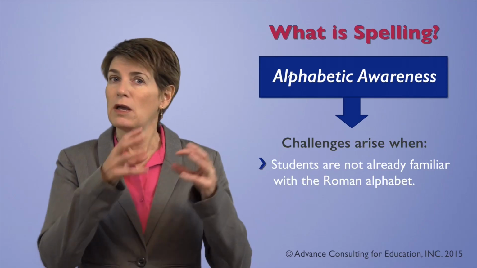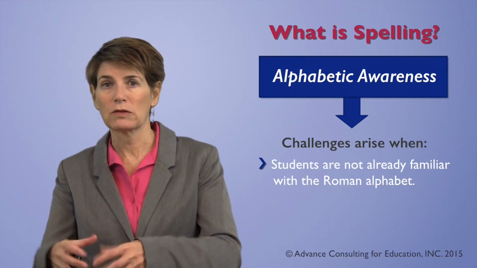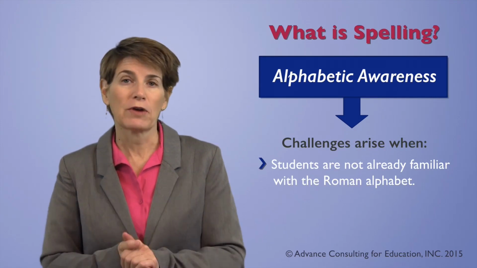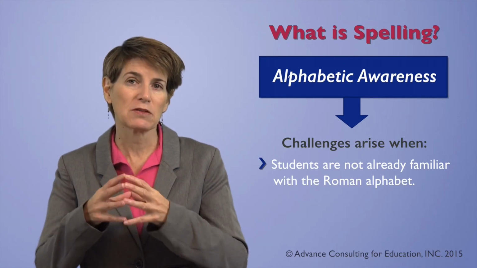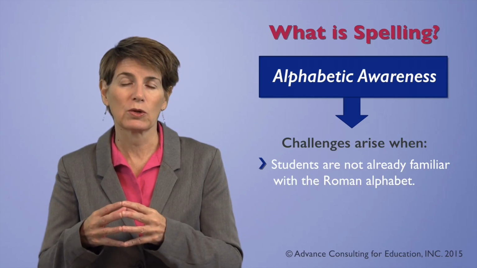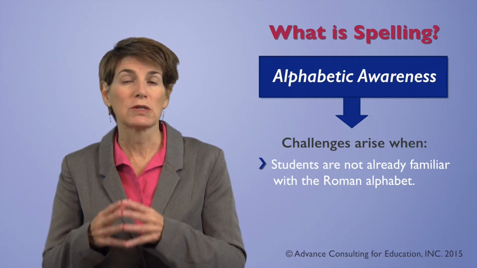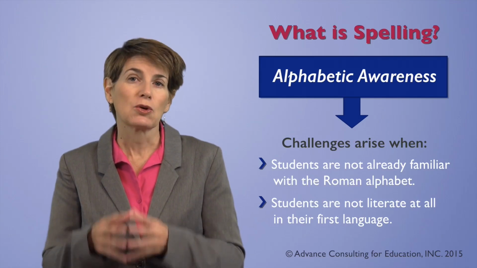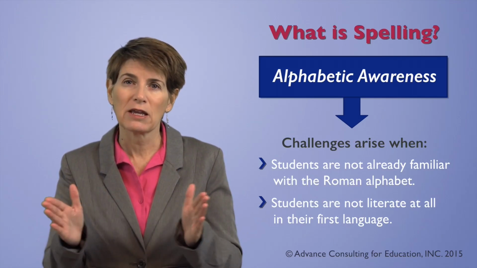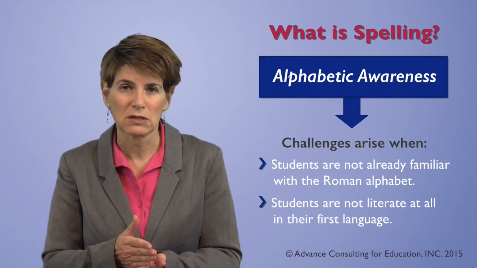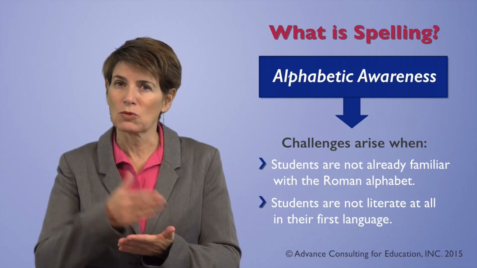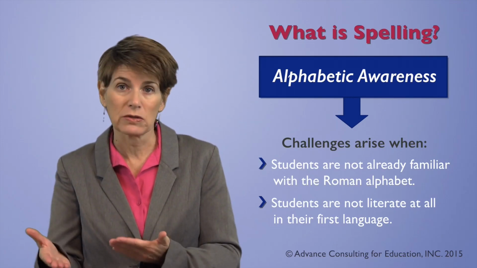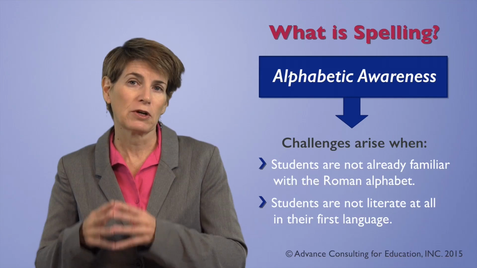So they'll have to learn this is an A, this is a B, this is a C, this is a D, and so on. Okay? Then there's another profile of student that this piece of spelling might also create challenges for, and that's a profile of student who is not literate at all in his or her first language. So the student doesn't even have any concept that letters exist or that any writing system or script system exists. Even if it's a different system, they don't even know that that exists. So we've got these two profiles of students.